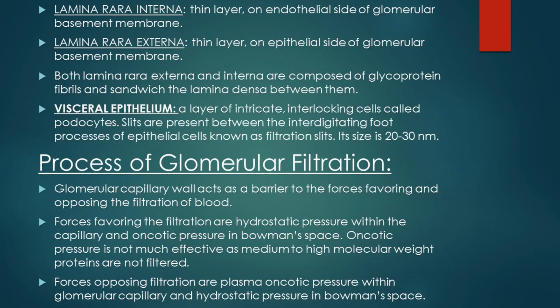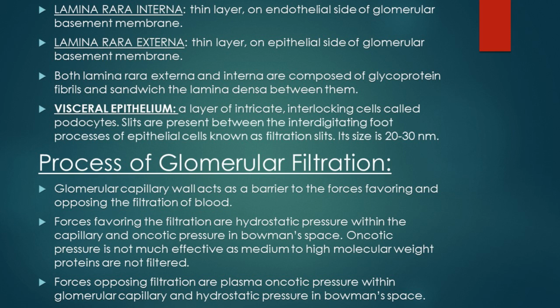So we have studied that the glomerular capillary wall is made up of three layers: endothelium, basement membrane, and then visceral epithelium. This glomerular capillary wall acts as a barrier to the forces favoring and opposing the filtration of blood.